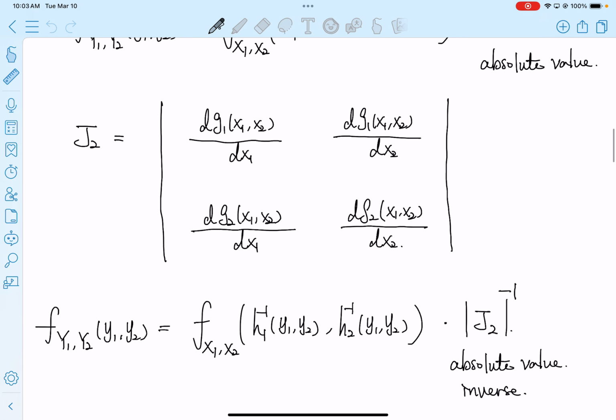And for J2, it's just the other way around. You take the derivative of the transformations, g1 and g2, with respect to x1 and x2, and then you get the determinant. So those are the two formulas for J1 and J2.